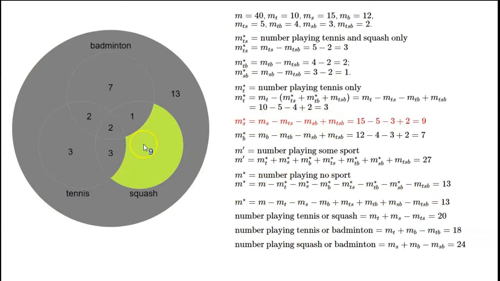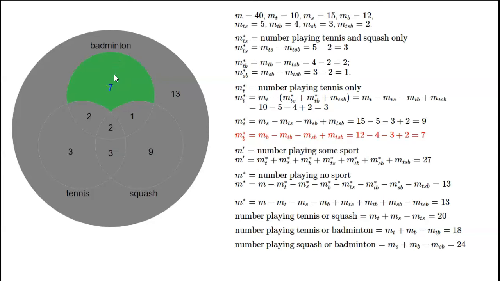So one way to think about this, we take MS, the people who play squash, and we subtract off the people who play squash and tennis, and we subtract off the people who play squash and badminton. But now we've subtracted off the people who play all 3 sports twice, and we don't want to subtract them off twice, we only want to subtract them off once. So we have to put in a plus MTSB to correct that. So we end up with MS minus MTS minus MSB plus MTSB as the number of people who play squash only. And similar thing for the people who play badminton only.